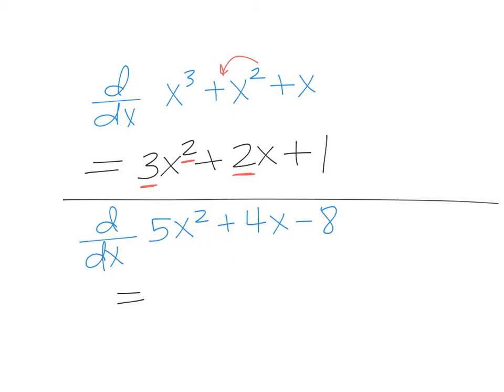Okay, so let's do this one. So if you have 5x squared, this one's a little trickier because there's a 5 there. Does anyone have an idea of what the derivative of 5x squared would be? 10x. The derivative of 4x? It is 4. Well done. And the derivative of negative 8? 0. So there we go. It's 10x plus 4.